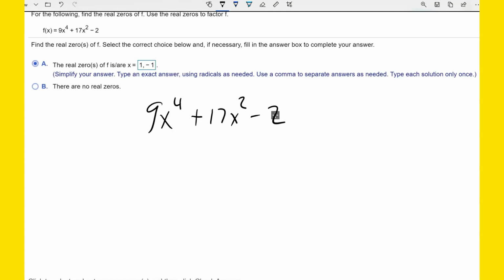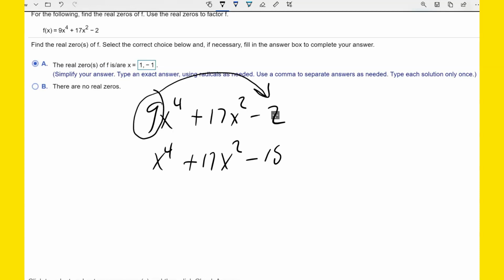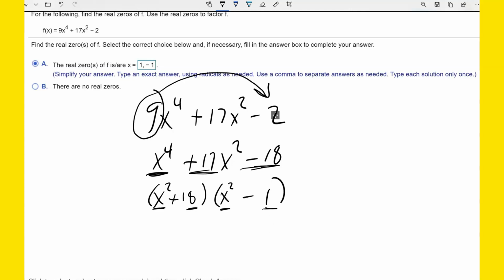I'm going to do a variation of the AC method, also known as the slip, slide, slip method. Hopefully you remember what that is. You take the A and you multiply it with the C. So I get x to the fourth plus 17x squared minus 18. Then I factor that. These two terms have to multiply to get that first term, so it's got to be an x squared and an x squared. And then these two terms have to multiply to get the last term and add to get the middle number. So that's going to be a positive 18 and a negative 1 to multiply to get negative 18 and add to get 17.